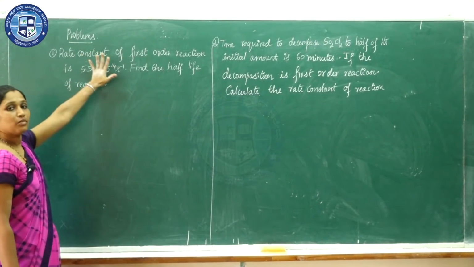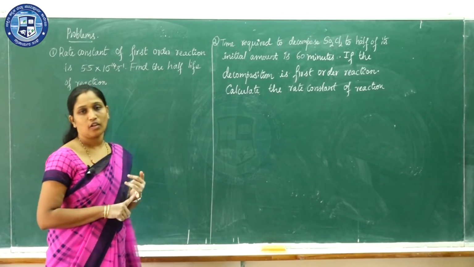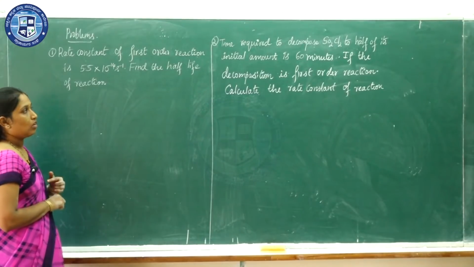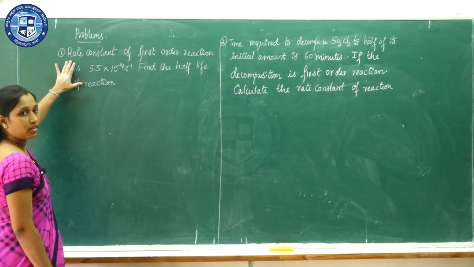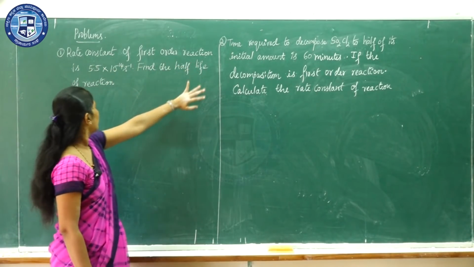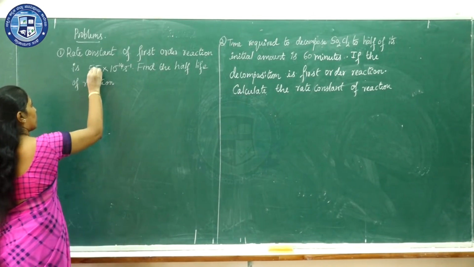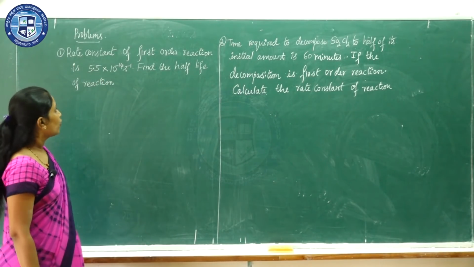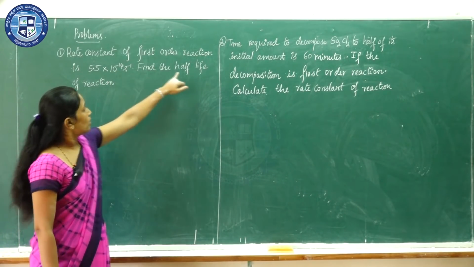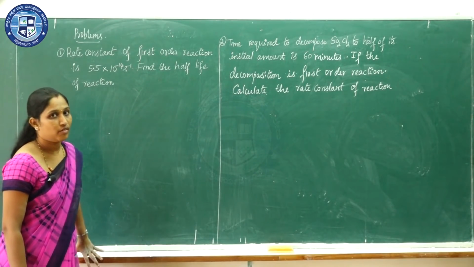See, now we will discuss some problems that are related to the rate constant of zero order, first order, as well as the half life. So, this is a problem here. The rate constant of a first order reaction is given as 5.5 into 10 to the power of minus 14 second inverse. Here the rate constant is given. Find the half life of the reaction. So, you are supposed to find the half life of the reaction.